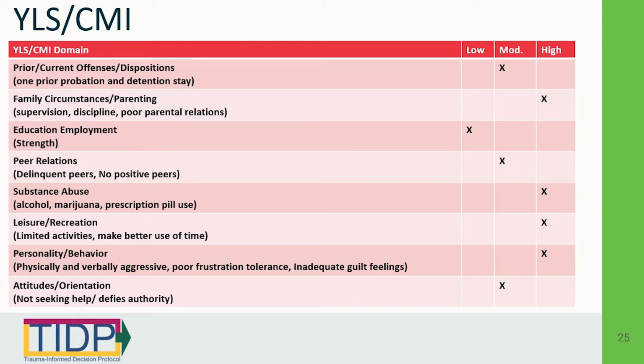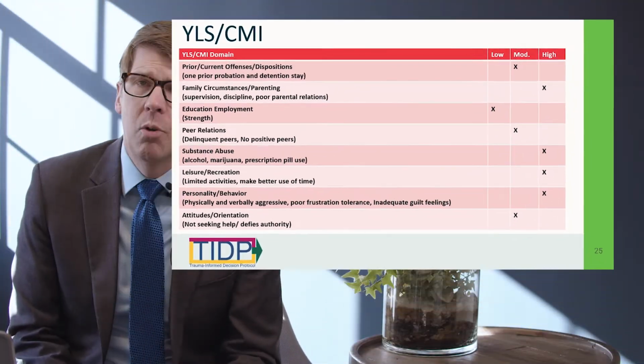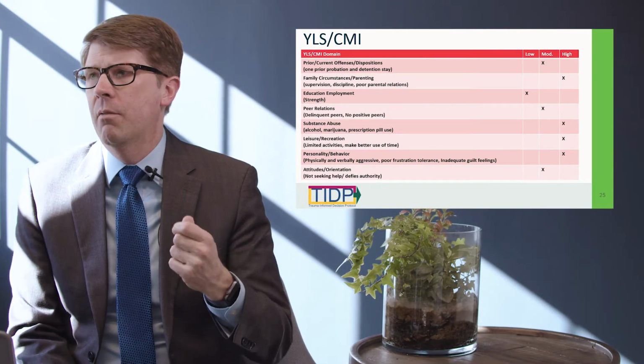That also informs the moderate score on attitudes and orientation, where the two key factors rated here for AJ were that he is not actively seeking any assistance or help, and is very defiant towards authority figures, particularly with his mother and his stepfather.